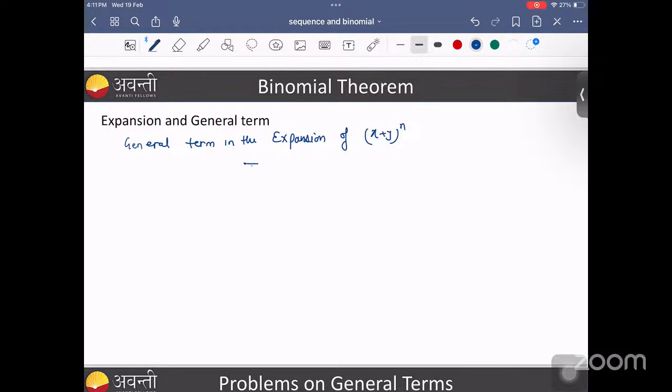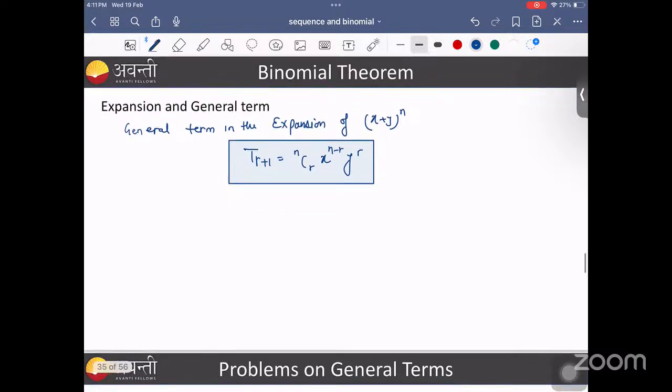The general term is the (r+1)th term, and that is nCr x to the power n minus r, y to the power r. Am I clear? So on the concept of this general term, today we will mainly cover questions of general term, finding power of a particular term, term independent of x, number of irrational terms, and the rest of the things. So just remember, this is the general term.